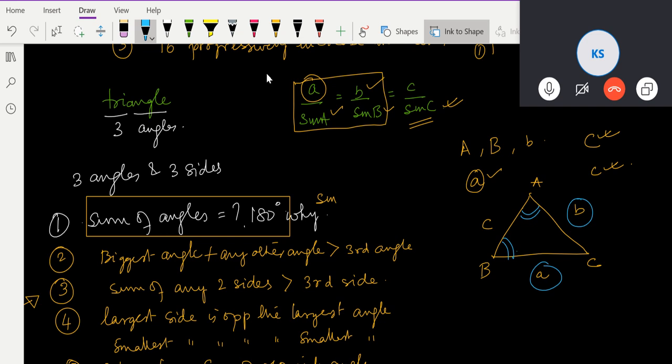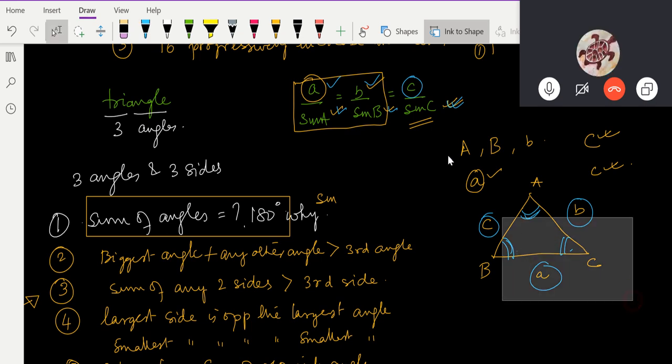Or even if I'm given side C, I can do that because since I know angle A and angle B, I also know angle C. So if we are given two angles, it is as good as being given three angles. So if I know any one side, I can find out the other two. Clear?